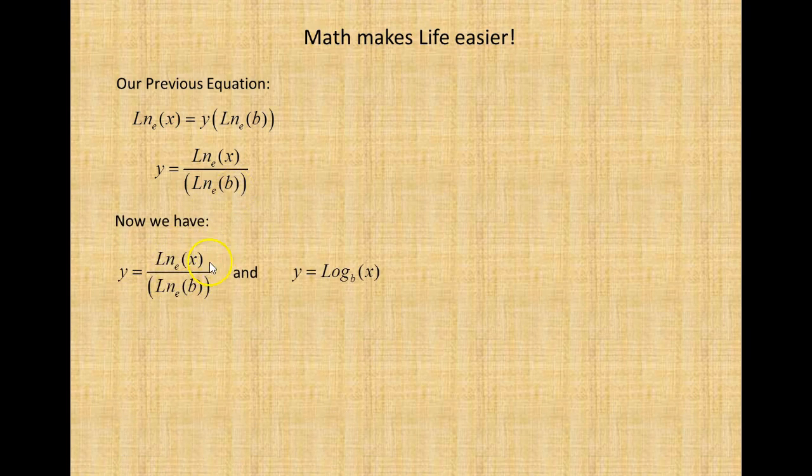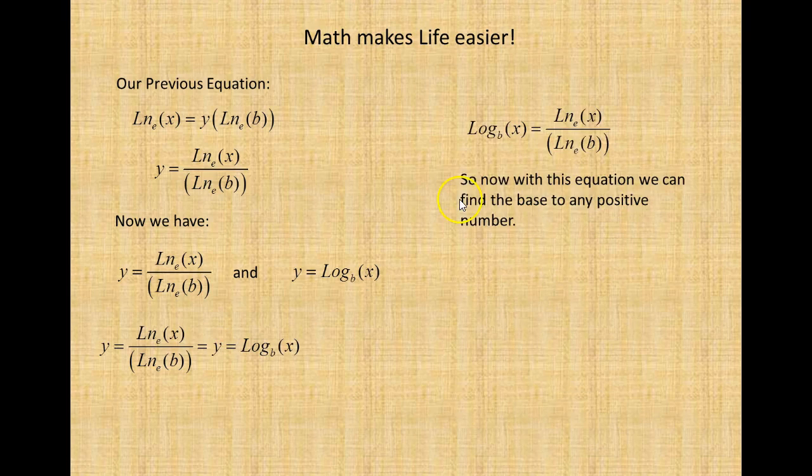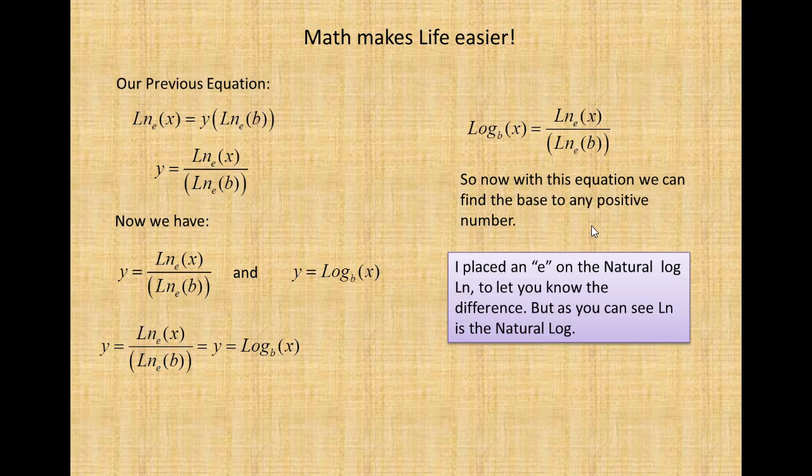Now we have two equations that are equal to y. Well, if they're equal to the same y, they're equal to each other. So we have the log base b of x is equal to the natural log of x divided by the natural log of b. So now with this equation, we can find the log to any base of any positive number. I placed the e, as stated before, on the natural log to let you know the difference, but as you can see, ln is the natural log. Let's continue.